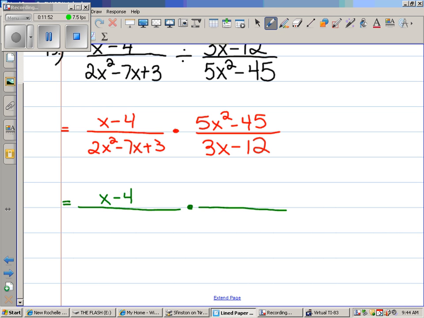But this, what's 3x minus 12? What's the GCF? 3. Pull that 3 out. There you go. There's one of them. And you see, that might give a clue as to how the others can be factored.